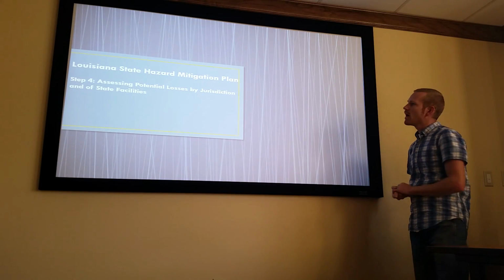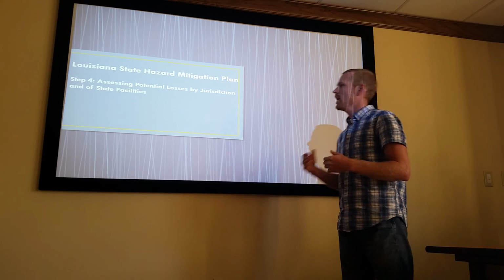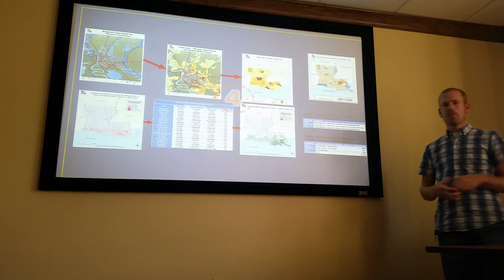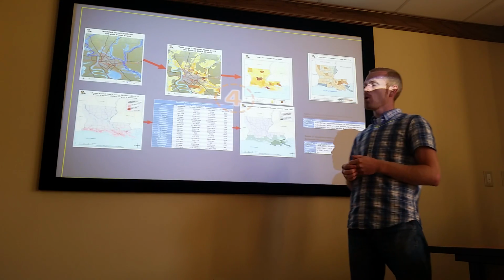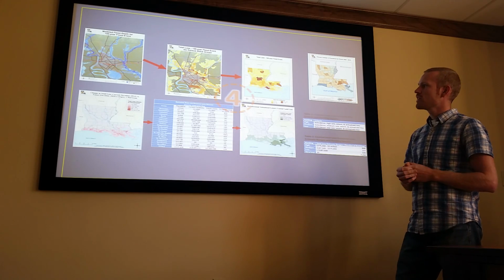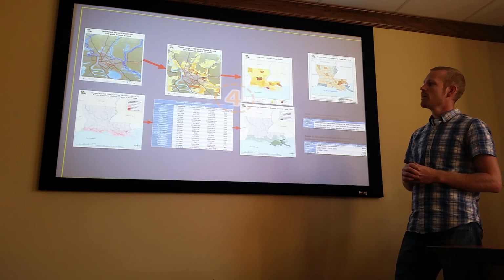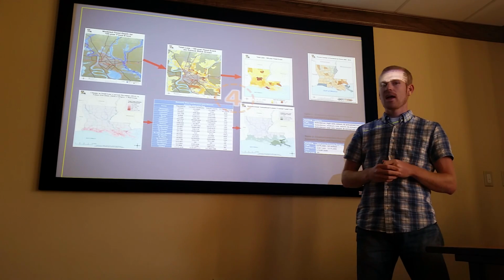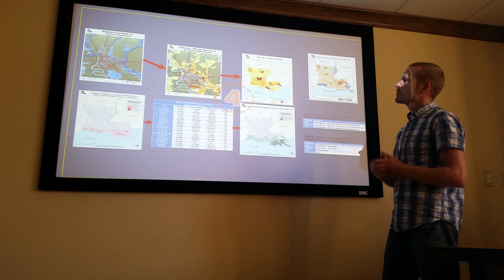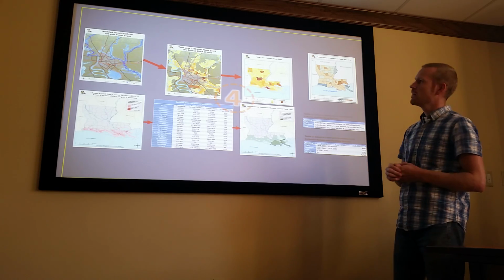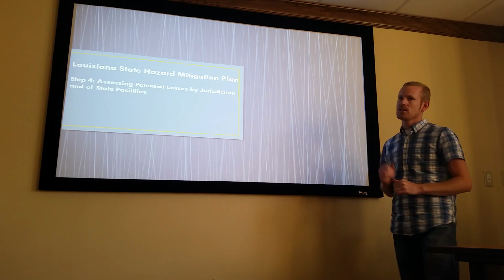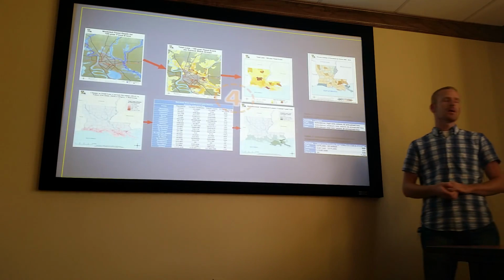So step 4, assessing potential losses by jurisdiction and of state facilities. Step 2 and step 3, as well as part of step 4, are all really part of component 2 that was defined in the first slide that I showed you. Part of this step 4 is also part of component 3, where we're looking at how change can be estimated or predicted. But in step 4, we're looking at vulnerability here. Let me go back to that. You're assessing potential losses by jurisdiction and of state facilities. And so there's a good bit going on here.